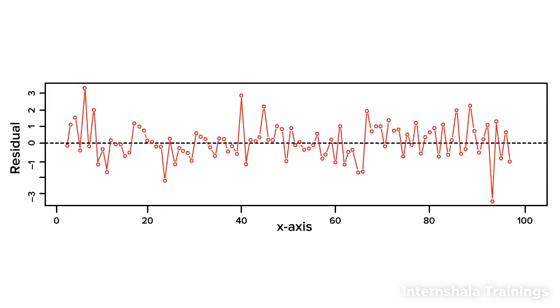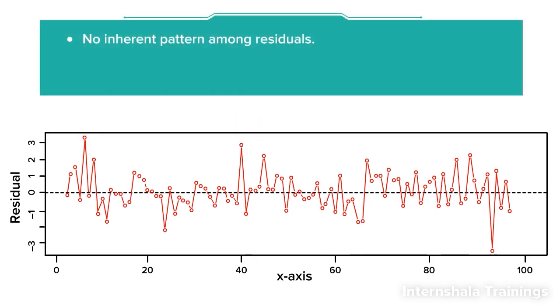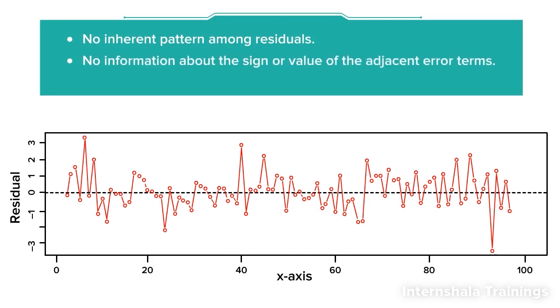To understand this, let's take this residual graph as an example. On the x-axis are the fitted points and on the y-axis are their respective residuals. The line passing through the middle represents the regression line. If we look closely, the residuals look completely random and there is no inherent pattern among them. If we choose any random residual point, it gives no information about the sign or the value of the adjacent error terms. Therefore, in this case, the correlation of error terms is not observable.